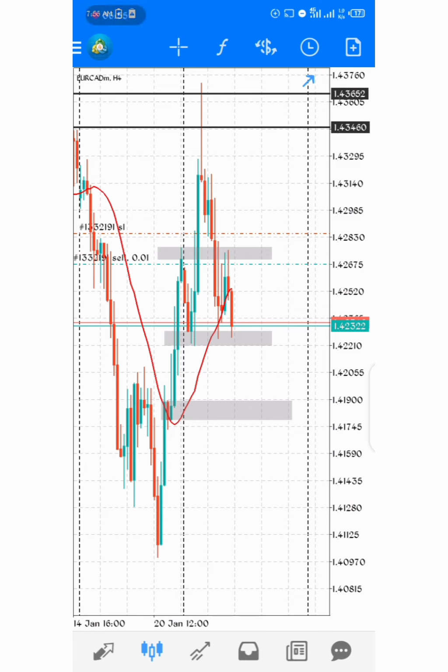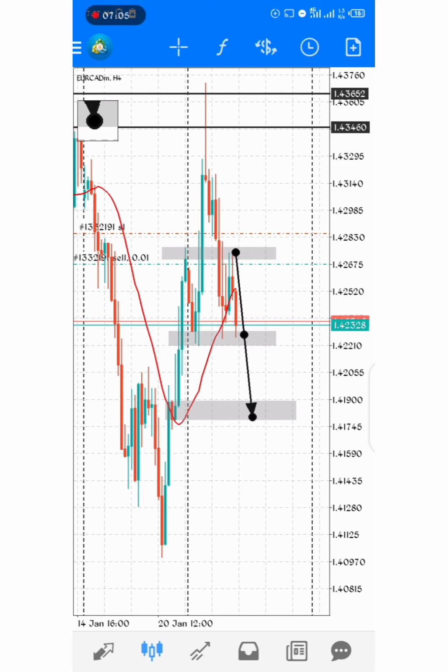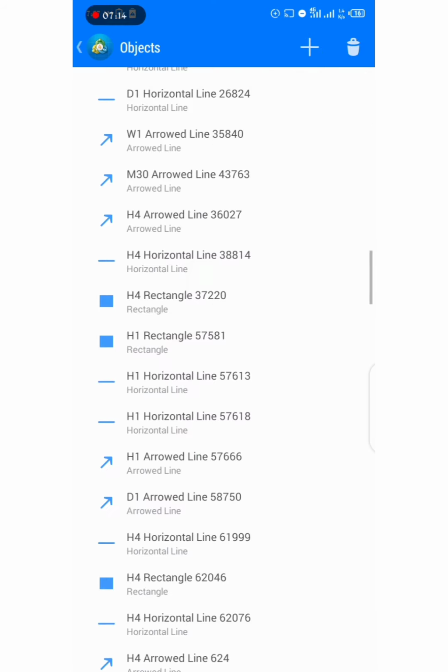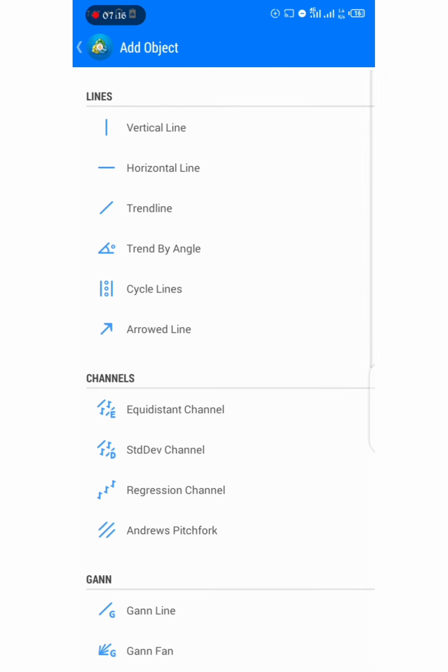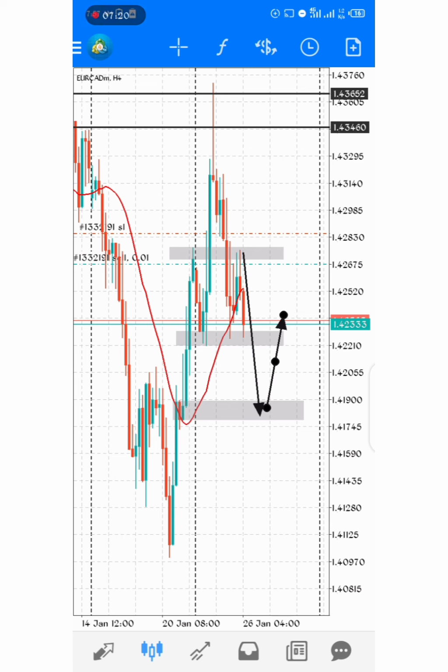Let's say here was my entry, price came down. Now, after a neckline of a head and shoulders or whatever pattern you trade, most times it gets retested. Majority of times it gets retested, sometimes it doesn't. So after it drops, if price respects that area, what is going to happen next is a retest of the neckline.